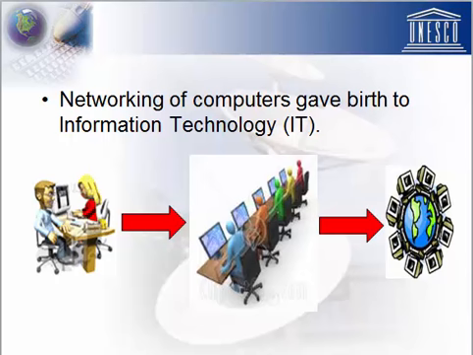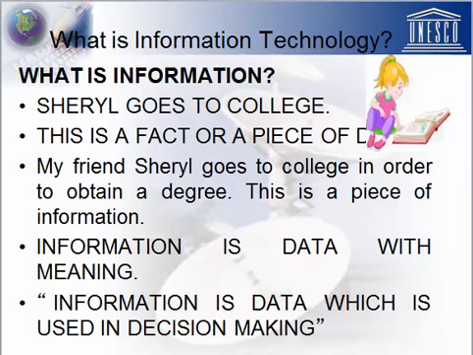It was networking of computers that gave birth to information technology. But then, what is information technology? The term information technology consists of two terms: information and technology. Information could be a fact or a piece of data. For example, Cheryl goes to college. This is information. Information is data with some meaning, and this data can be used in decision making.